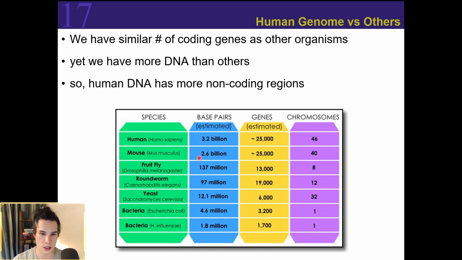Now, if you look at a mouse, they have 2.6 billion base pairs in their haploid genome, and they're coding for about the same amount of genes as a human. So we have more non-coding regions of our DNA.